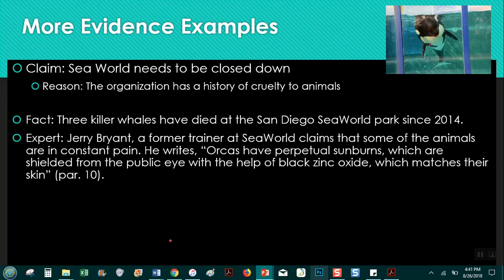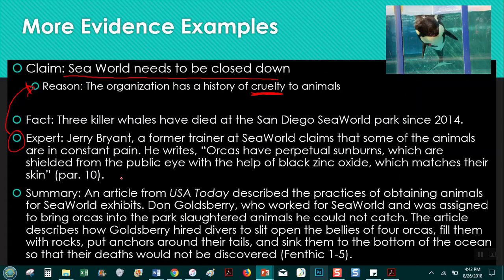Expert Jerry Bryant, a former trainer at SeaWorld, claims that some of the animals are in constant pain. He writes, quote, "Orcas have perpetual sunburns which are shielded from the public eye with the help of black zinc oxide, which matches their skin." So this is a really good example of cruelty to animals, and it's from an expert. If I explain here in my explanation later on, I can connect it to my claim that SeaWorld needs to be closed down. So I might say something like, having the orcas in tanks and allowing them to be so close to the sun is just one example of cruelty to animals. These animals are in constant pain, and this is one of the many reasons SeaWorld needs to be shut down, right?